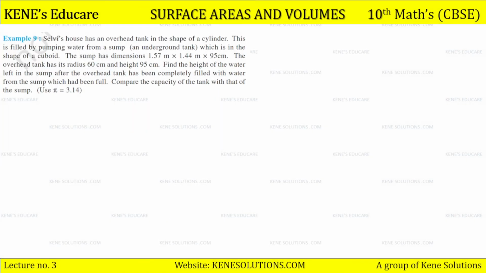Next question. Selvi's house has an overhead tank in the shape of a cylinder. This is filled by pumping water from a sump which is in the shape of a cuboid. The sump has dimensions 1.57 meters multiplied by 1.44 meters by 95 centimeters. The overhead tank has its radius 60 centimeter and its height is 95 centimeter. Find the height of the water left in that sump after the overhead tank has been completely filled with water from the sump which had been full. Compare the capacity of the tank with that of the sump. So use pi is equal to 3.14.